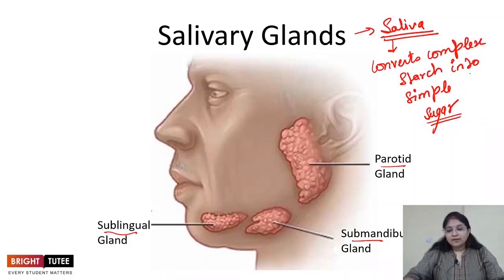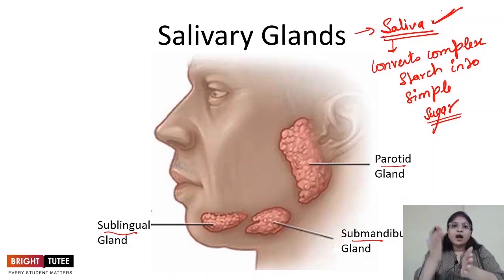So in this way, we see that with the saliva, the very first digestion begins in your mouth, right? So we were seeing how your buccal cavity was playing a role in digestion. We saw that saliva started the digestion in the mouth itself.